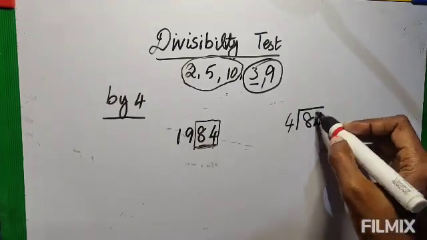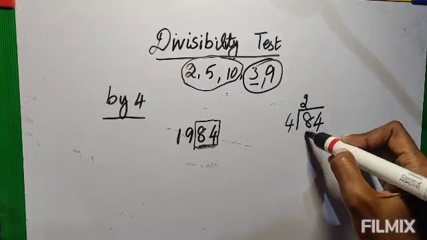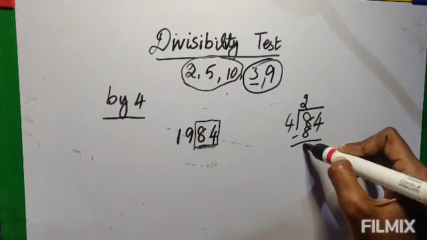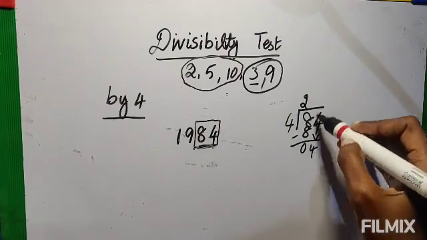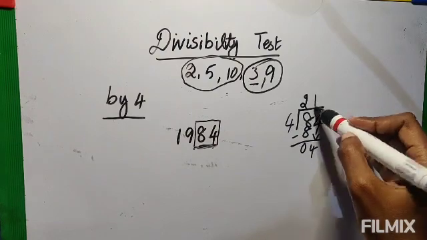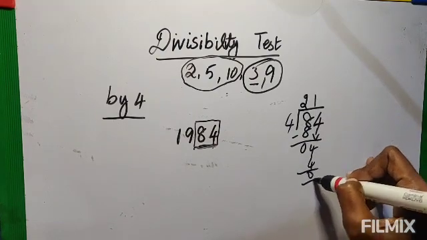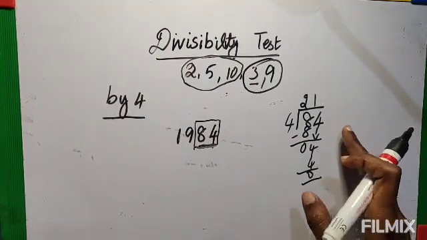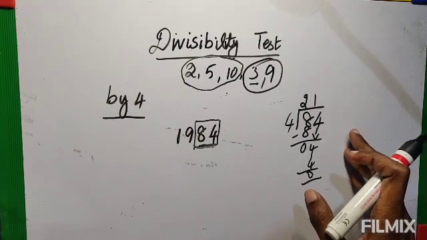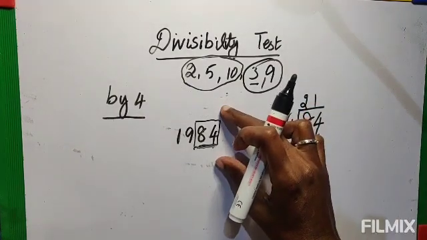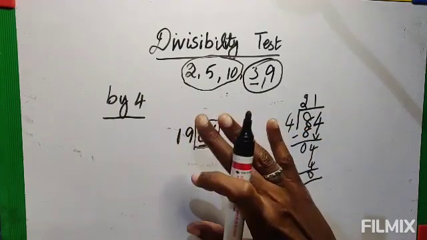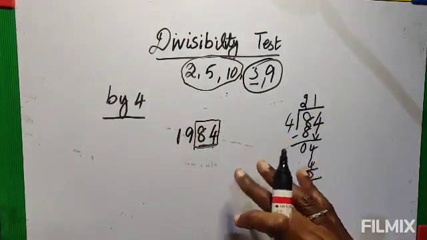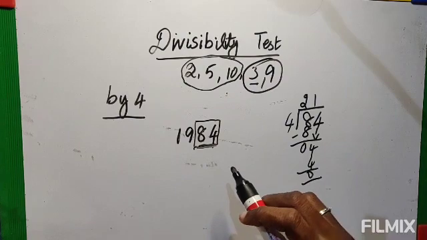If you divide, 4 2s are 8. If you subtract, it is 0. Now you bring the 4 down. 4 1s are 4. Remainder 0. So you are getting 0 as a remainder. So it is completely divisible by 4. If the last 2 digits are divisible by 4, then the number is divisible by 4. The last 2 digits must be divisible by 4.